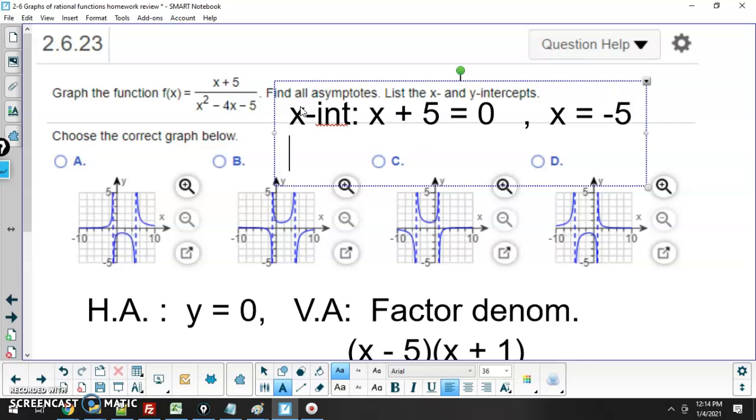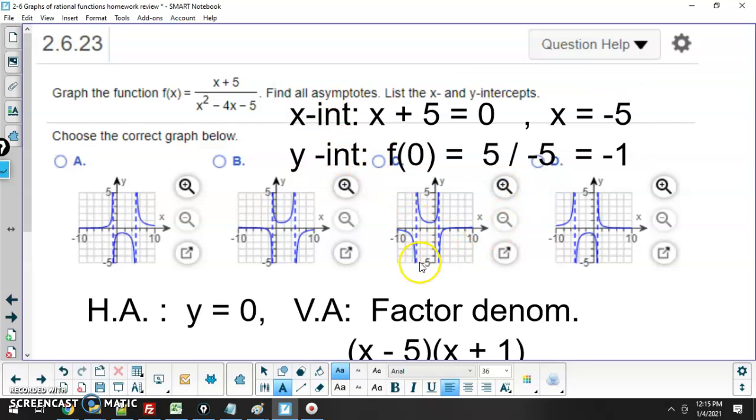And for the y-intercept, all you'd have to do is plug 0 into the function for x. So you would have 0 plus 5 on the top, so you would have 5 left on the top. And then on the bottom, you would have 0 squared minus 4 times 0. So those two cancel. So it'd be 5 divided by negative 5. So your y-intercept is negative 1.